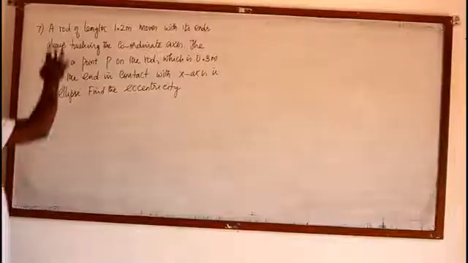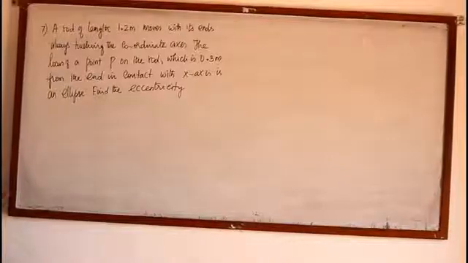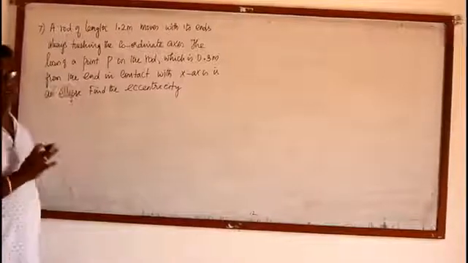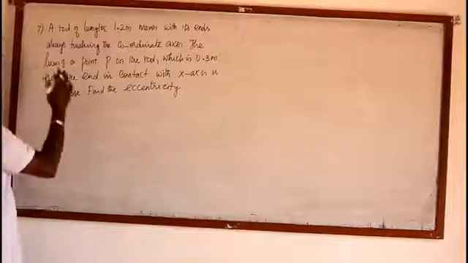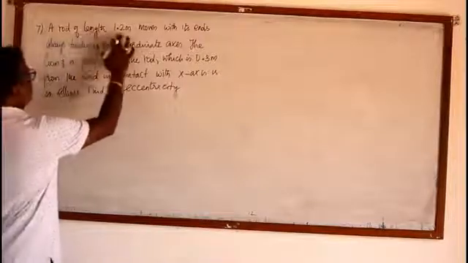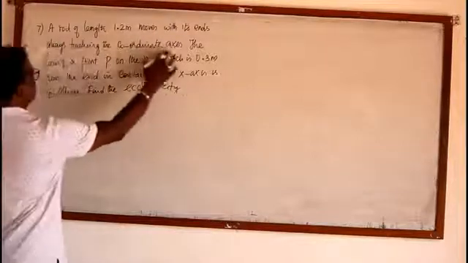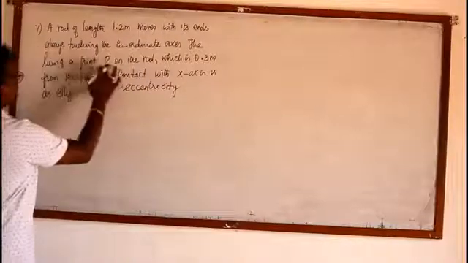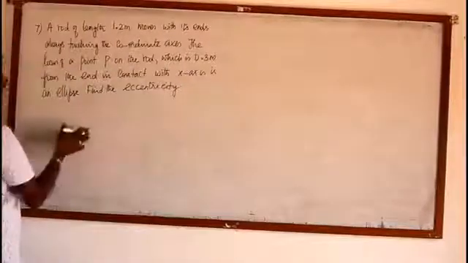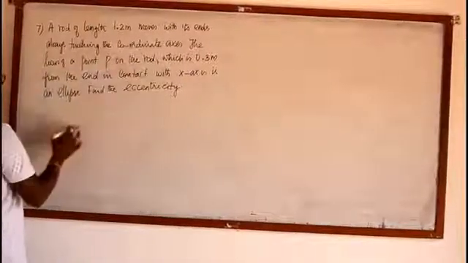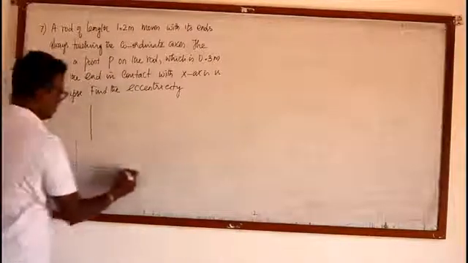Next we shall go for the 7th problem. As we are doing all the problems on parabola and ellipse first, we shall do problems only on parabola and ellipse, and we shall do the hyperbola problems separately. Now, a rod of length 1.2 meter moves with its ends always touching the coordinate axis. The locus of the point P on the rod, which is 0.3 meter from the end of contact with the x-axis, is an ellipse. Find the eccentricity. Are you able to follow the problem?